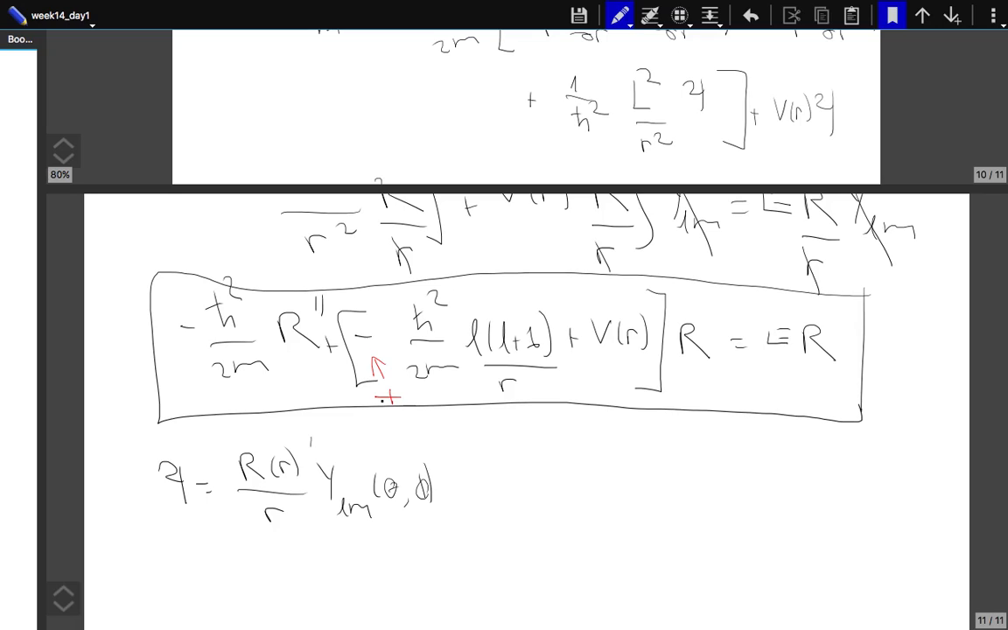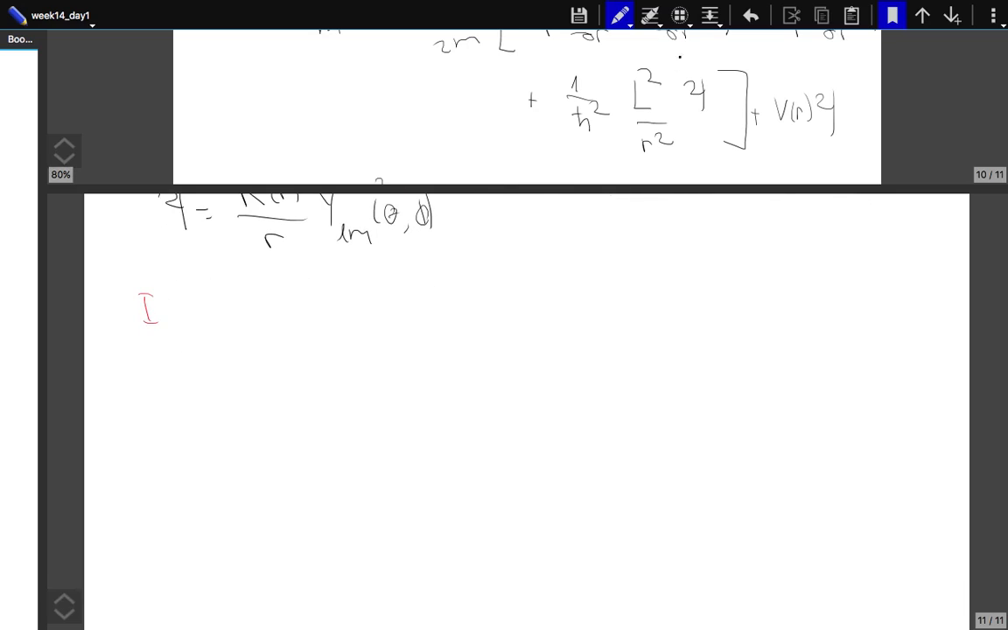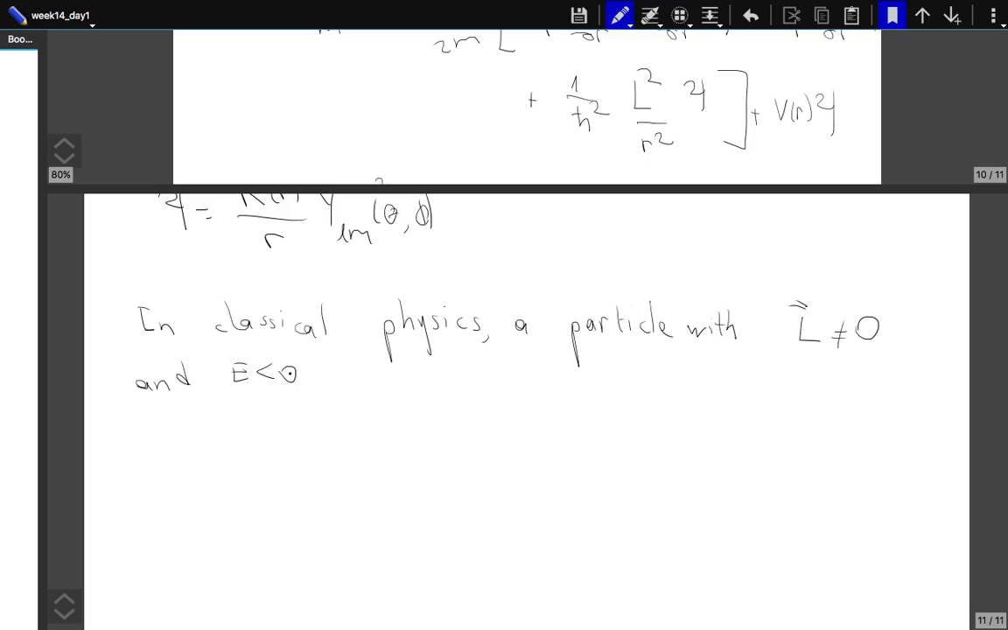Well, that term is nothing but our centripetal barrier. You see, for example, in classical physics, if you have a particle with non-zero angular momentum and finite energy, it can never reach the origin.